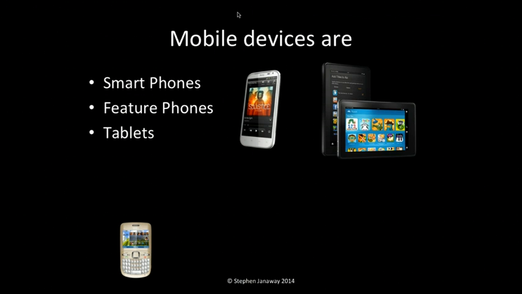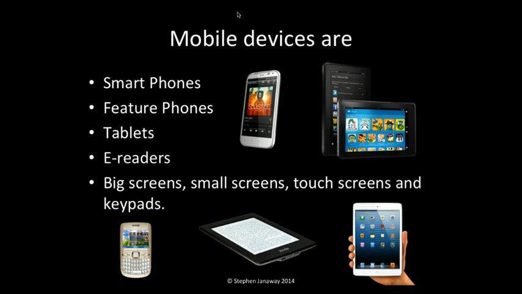Tablets, over the last couple of years, have become very, very popular, and these present testing challenges as well. There's more screen real estate on a tablet, and therefore the functionality of a tablet application is typically different. And then we've also got things like e-readers as well. And what we're looking at here is big screens and small screens and touch screens, keypads. Basically, lots of different combinations of hardware. That has a testing challenge.